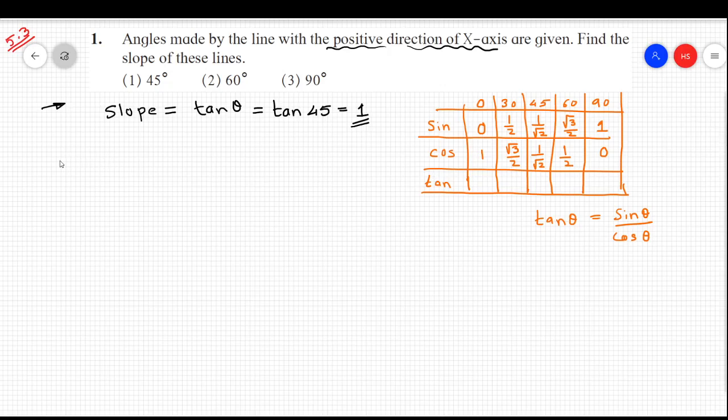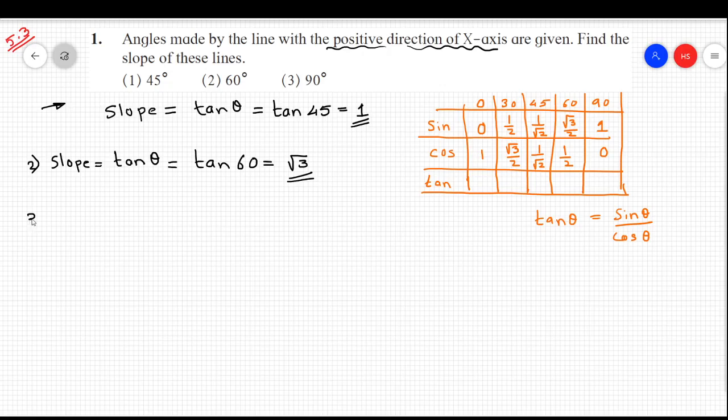Then what about the second one? How will you find the slope for the second one? It will again be tan of theta. So how do you find the tan theta value for the second one? Tan of 60. What is tan of 60? Check here. Sine upon cos. So it will be root 3 from the table.